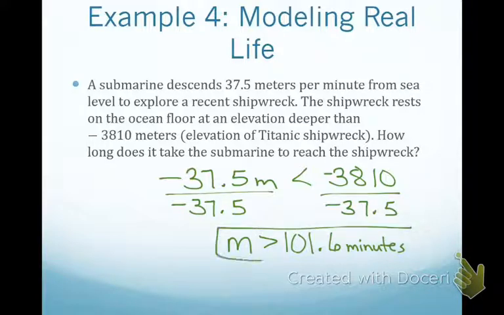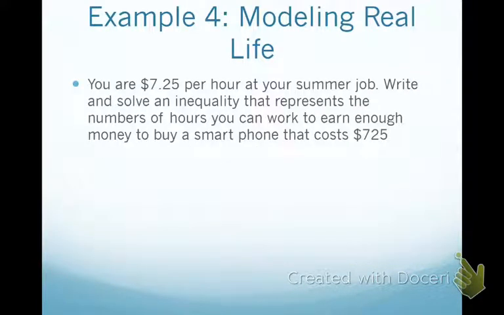Wait a second, I thought it was less than. But it's a negative, and I divided by a negative. And remember, 101.6, that's got to be positive anyway, because that's minutes. You can't have negative minutes. So it's just over an hour and a half, if I'm going down 37.5 meters per minute.